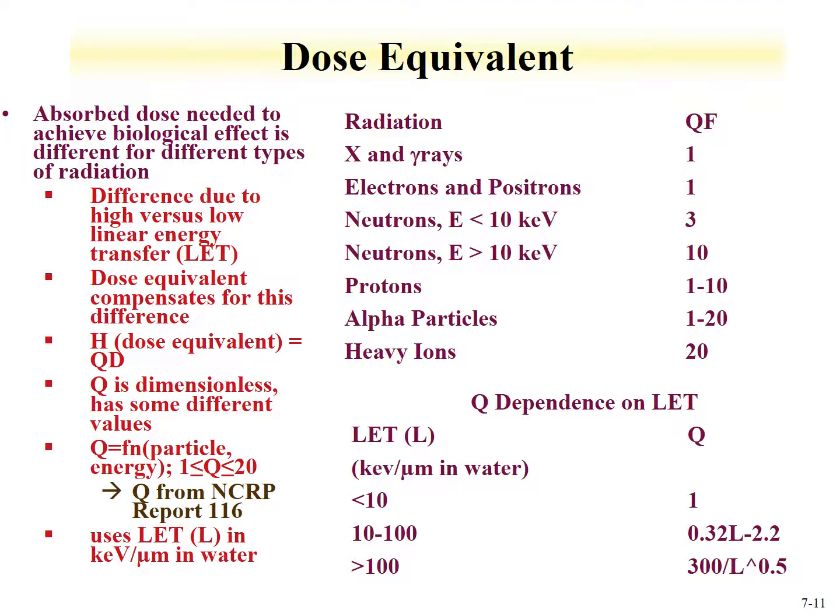So what we would see for the gray would be the unit for the sievert, the rad for the rem. Electrons and positrons are 1. Neutrons are somewhat dependent upon the energy. Protons and alpha particles vary from 1 to 20. For conservative measurements, we'll just use 20 for alpha particles. So simply put, for the work that we'll focus on, we'll use 1 for photons, 1 for electrons, and for alpha particles we'll use 20 to convert from a dose to dose equivalent.